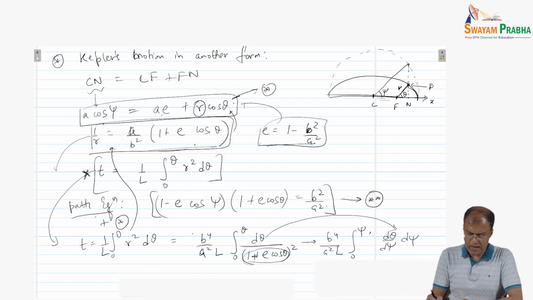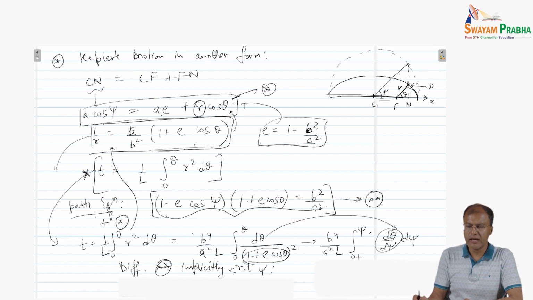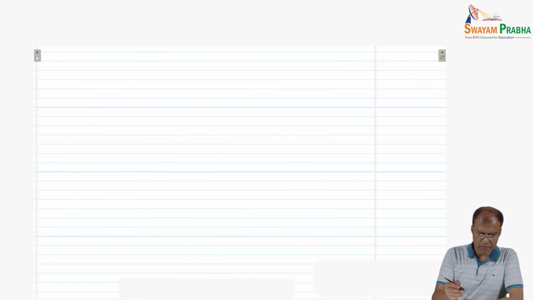Now d theta d psi, I can differentiate this star. So differentiate double star implicitly with respect to psi, and I'm going to get the relation for d theta d psi, and that is what I will plug inside this integral to see that my new integral comes out to be t is ab by L integral 0 to psi 1 minus e cos psi times d psi.